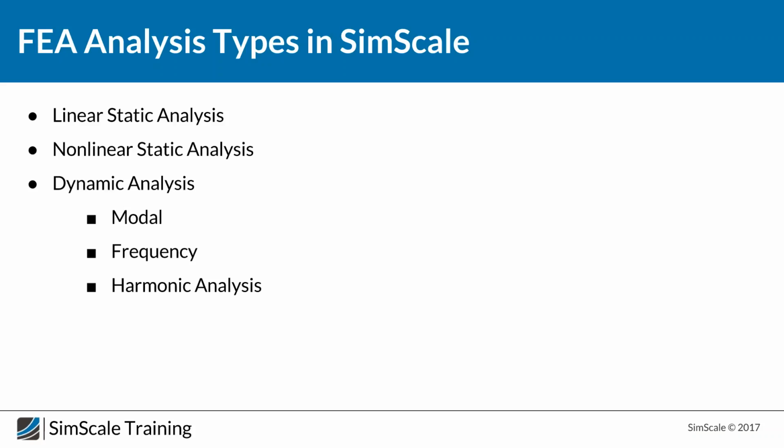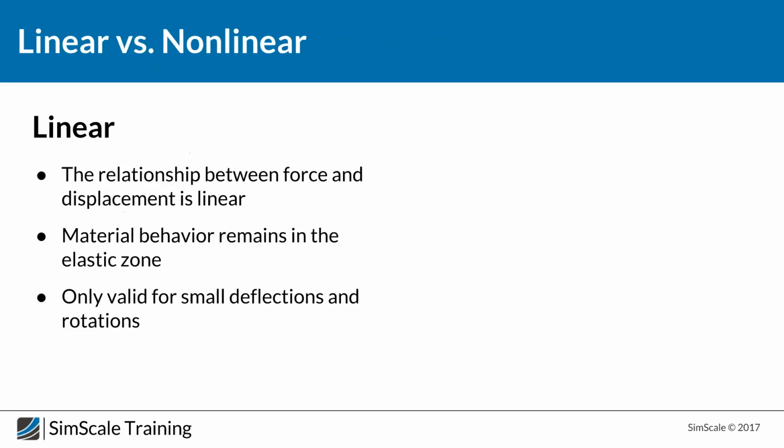First of all, you can choose if you want to do a linear, nonlinear, or dynamic simulation. As I mentioned, linear means that the relationship between your force and your displacement is linear. It also means, as a consequence in some cases, that your material behavior remains in the elastic zone. You will not have any permanent or plastic deformation, and therefore simulations are only valid for small deflections and rotations.